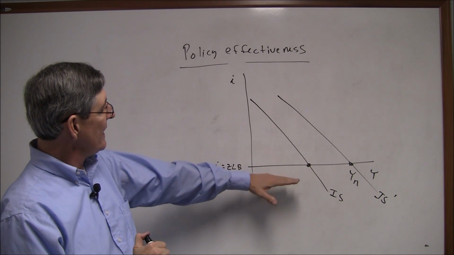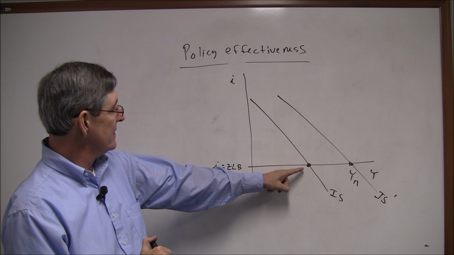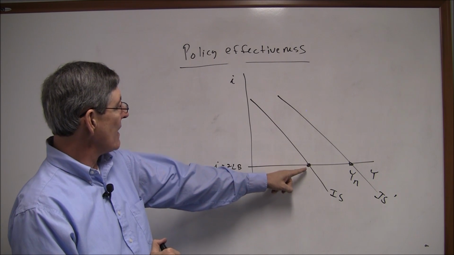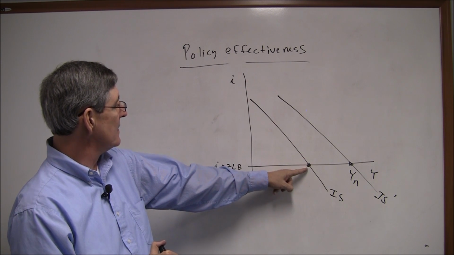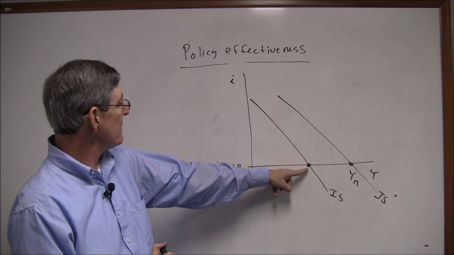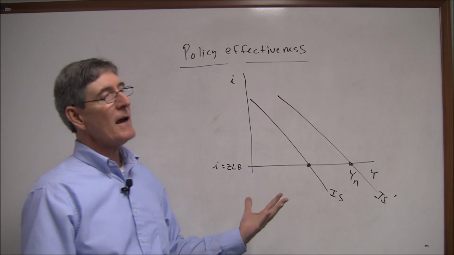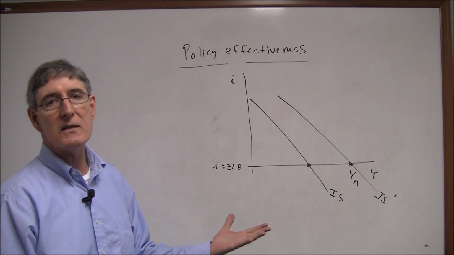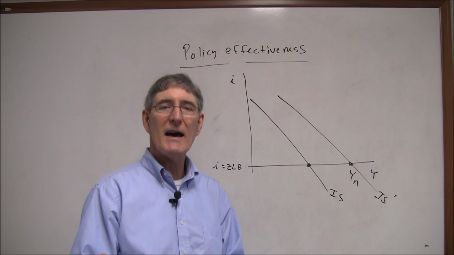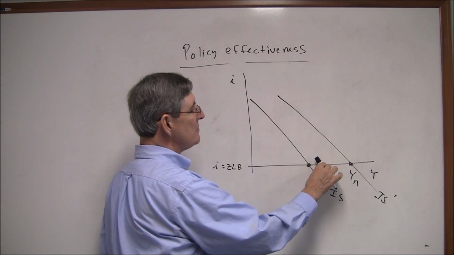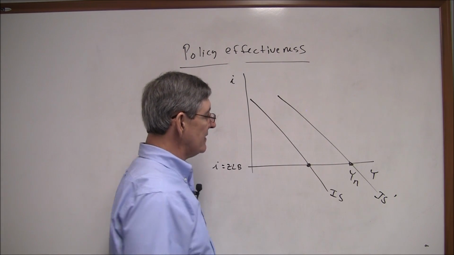That's why so many of us were calling for fiscal policy during the Great Recession. It seemed to a lot of us we were clearly stuck at this zero lower bound, that monetary policy had no chance to get us back to full employment. So we either had to wait years and years and years for the economy to self-recover finally, or we could use fiscal policy to shift this IS curve out.